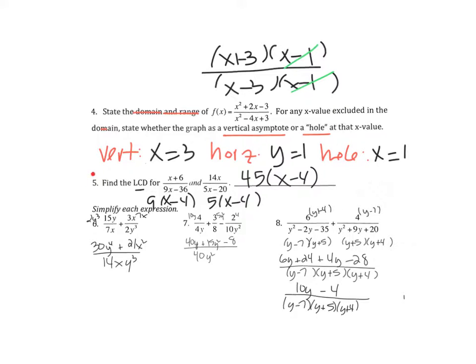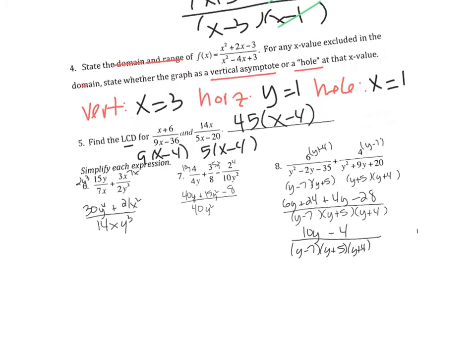Number 5, they ask you for the LCD. So don't even worry about the top at all. Just look at the bottom. On the first one, you can take out a 9. That leaves x minus 4. The second one, take out a 5. That leaves x minus 4. You have to figure out what 9 and 5 both go into. The smallest thing, the least common denominator, they both go into 45. And then bring the other factor over. Bring all the factors.